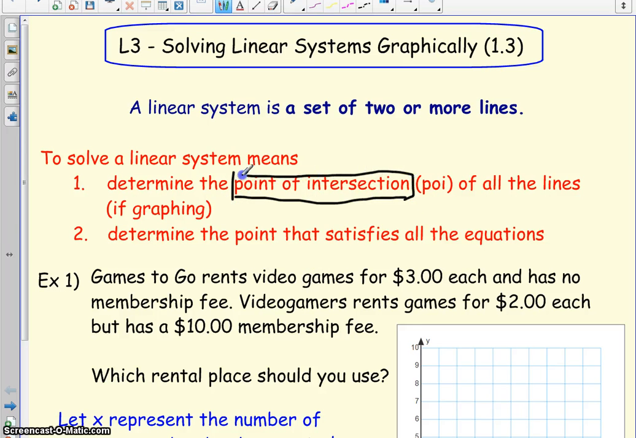Okay, now there's multiple ways to find that point of intersection. The way you would have looked at last year is to do it by graphing. Okay, there are ways that are a bit more algebraic. We're going to be looking at those later on this unit.